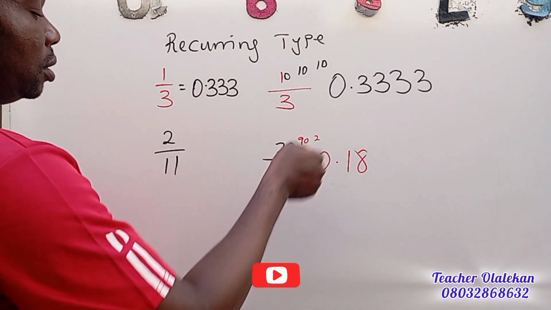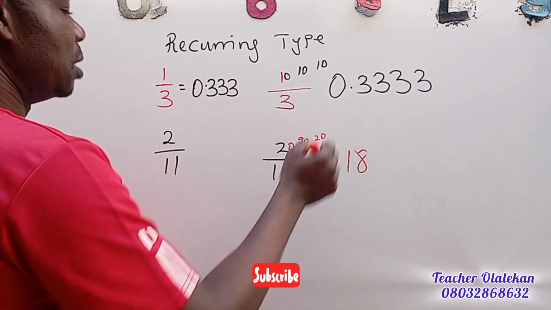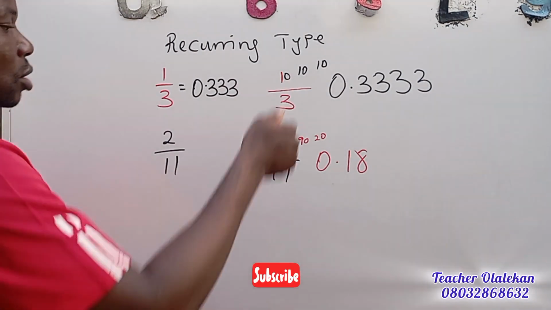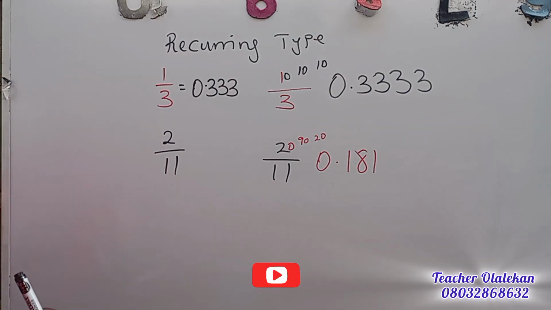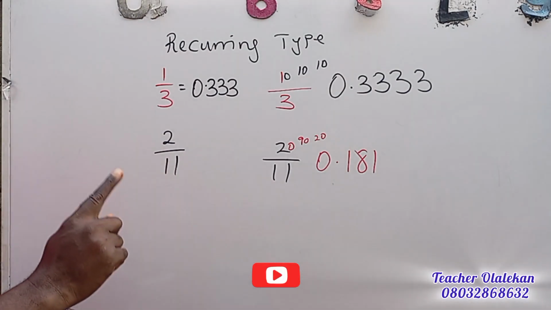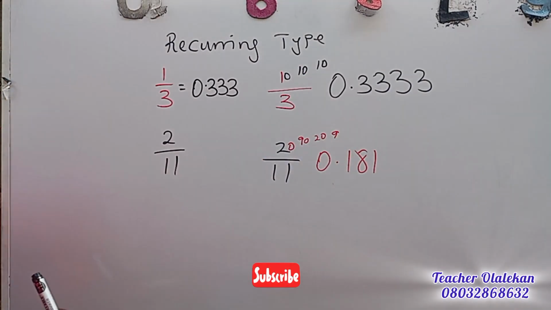And 11 in 2, impossible again. Your point says you can add 0. So now 11 in 20, that's going to give us 1 again. Remainder 9 as well. You see that? Remainder 9. So you see that this is going to be giving us 1 8 1 8 1 8 forever.